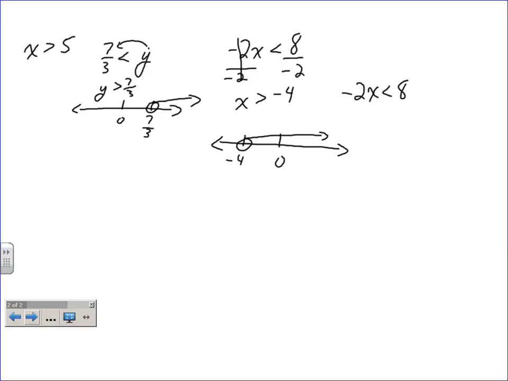Yes. No matter what number you pick, wherever this arrow is above the number line, whatever number you pick is going to be a solution here. Let's pick a number over here. Let's pick positive 3. Negative 2 times 3 is negative 6. Yeah, that's less than 8, isn't it? So that's the reason why we have to flip that sign. So we get all the values that we need. Does that make sense? Okay.